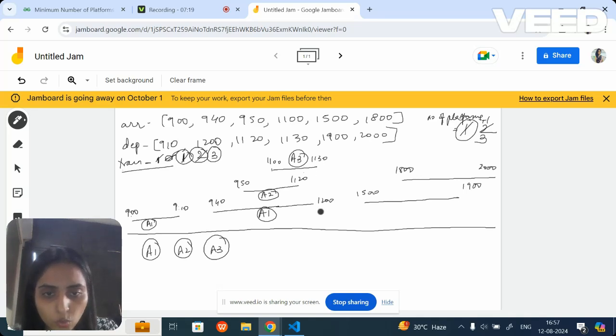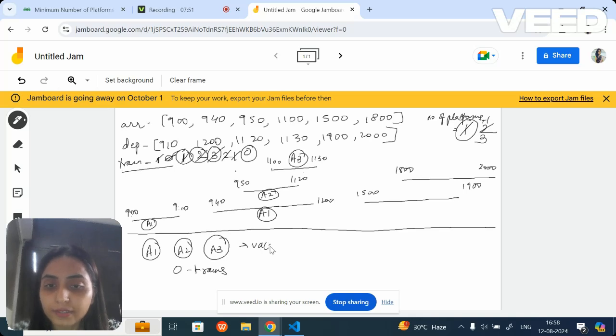Now at 12 o'clock, that means 9:40 to 12, one train is already there. Then another train leaves at 11:20, so now my trains will be two. Then another train leaves at 11:30, so one train is left. Now this last train leaves at 12. So now zero trains are left, correct? You have zero trains, and all platforms are vacant, empty. None of the trains are there.